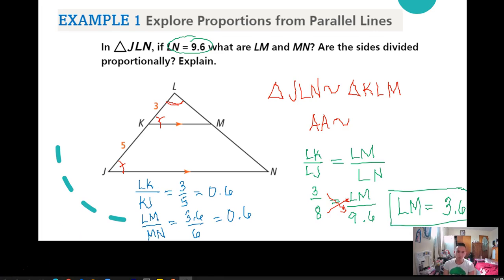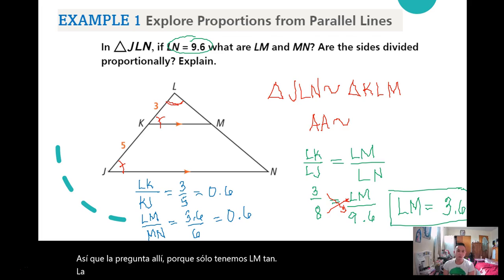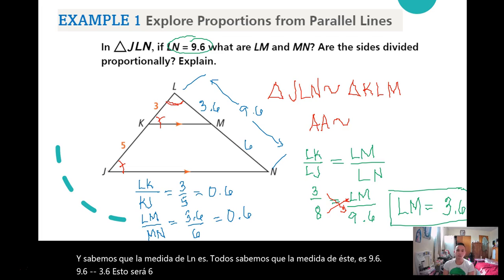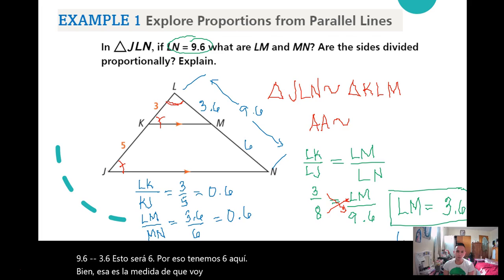Because we only have LM, the question there is MN. MN is equal to LN minus LM, because this one is 3.6 already. And we know that the measurement of LN is 9.6. So 9.6 minus 3.6 will be 6. That's why we have 6 here. So MN is equal to 6 units.